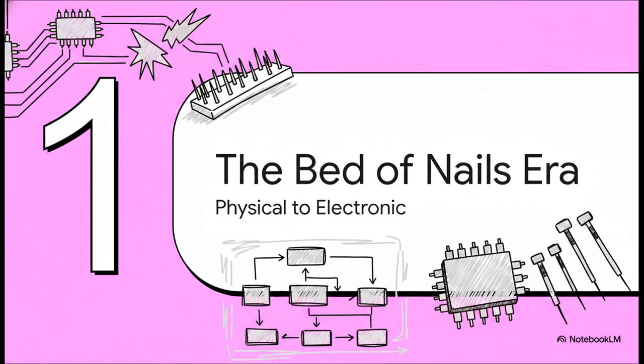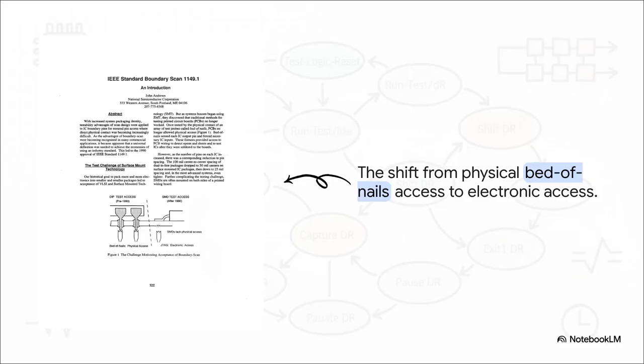All right, Section 1, the bed of nails era. Let's get a little historical context real quick on why the industry suddenly needed this complex serial state machine just to test a single chip. So prior to the 1990s, electronics manufacturing was intensely, literally physical. Think back to the bulky dual inline packages of that era. Testing a printed circuit board meant taking it and literally slamming it down onto a massive bed of nails test fixture.